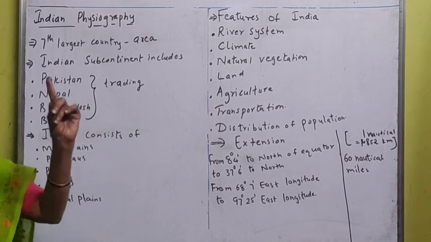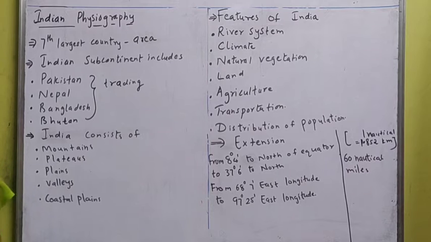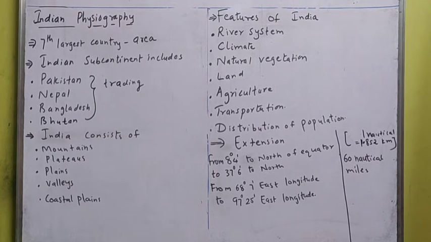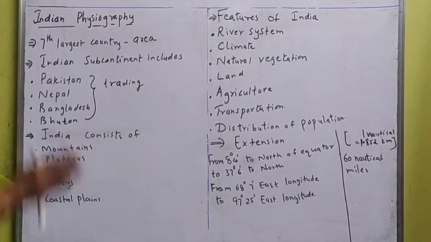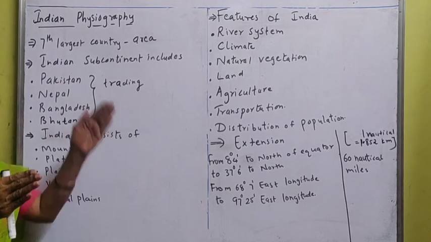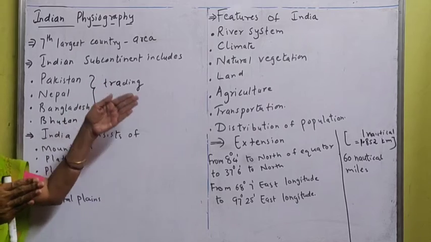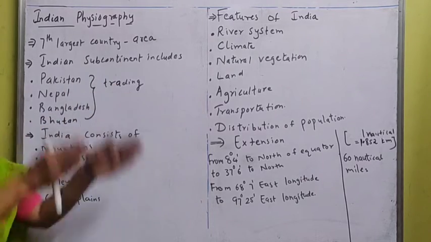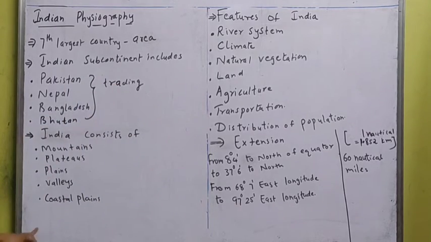Here we have the western coastal plain and the eastern coastal plain. The region between the Western Ghats and the boundary of the Arabian Sea is what we call the coastal plains.